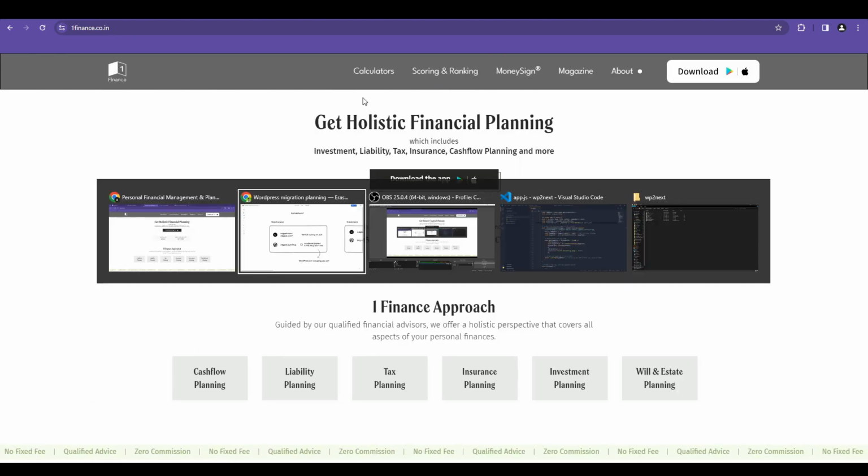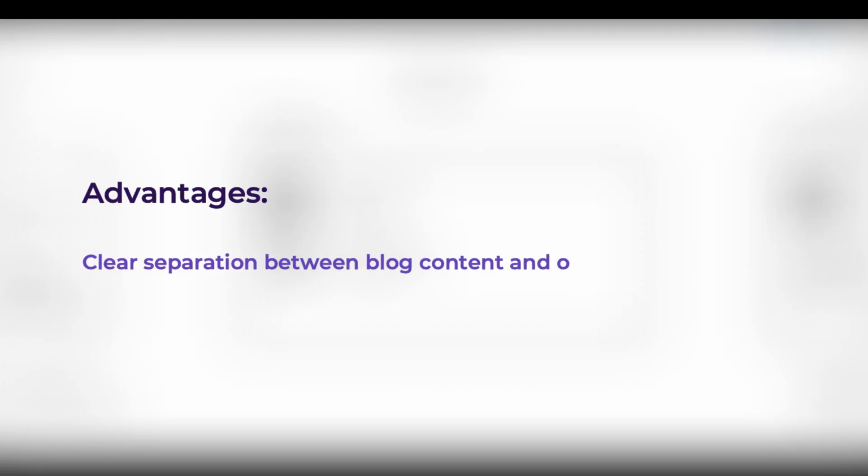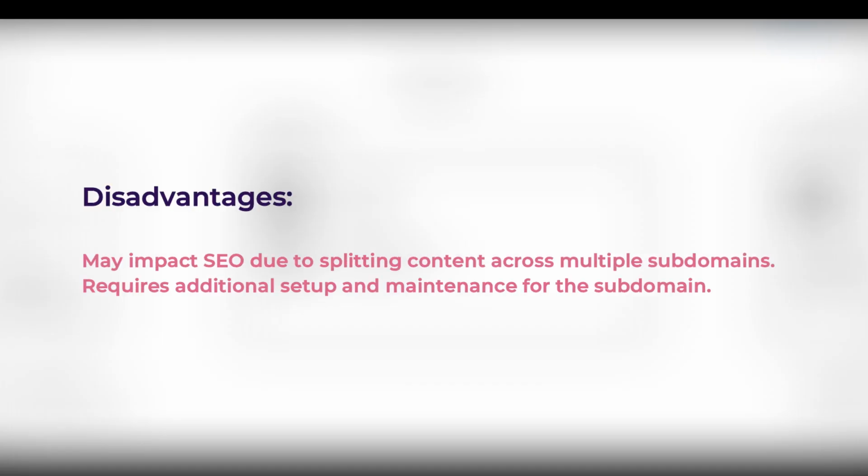Now coming to the second architecture. This one is pretty simple and self-explanatory. We would move the WordPress blog to a subdomain while keeping the rest of the pages on the main domain powered by Next.js. Advantages of this architecture are a clear separation between blog content and other site content, and flexibility in managing different sections of the website. But as we have the blog on a subdomain, it may impact SEO due to splitting content across multiple subdomains.